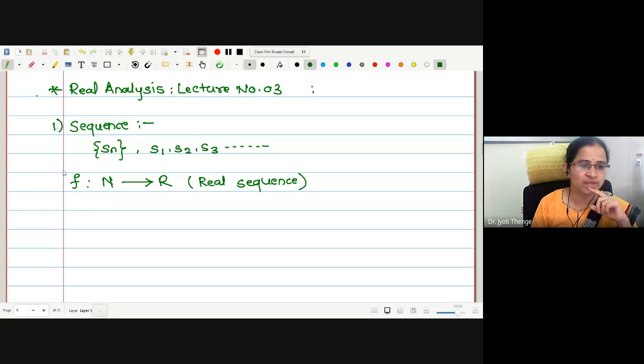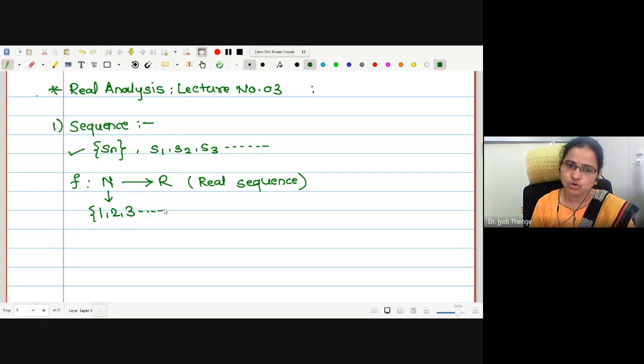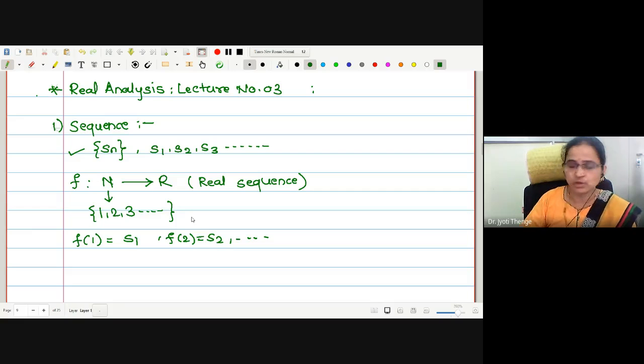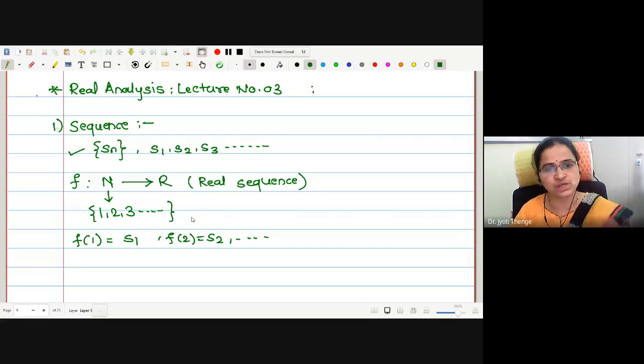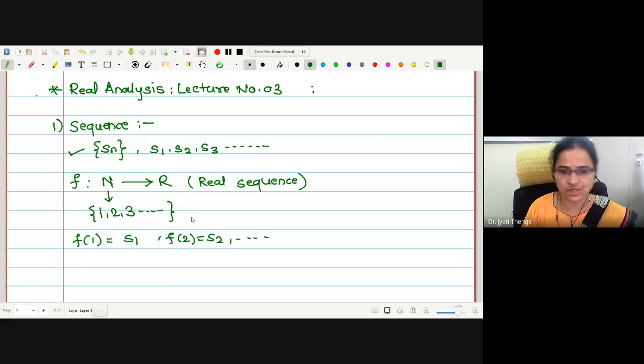The symbol we are using for the sequence is like this, where s1 represents the first term. Because what are the elements in the natural numbers? Natural numbers start with 1, 2, 3 and so on. Therefore, f image of the first element 1, f of 1, we will denote it by s1. f image of 2, we will denote it by s2 and so on. That's why the domain should be the natural numbers, so that we can give numbering to the elements of the sequence as first element, second element, third element and so on. Therefore this is just a function.